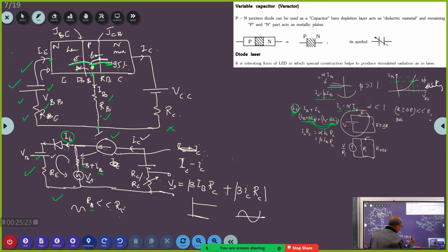Now, if I increase RC, what will happen? If I increase RC, this will also increase. No doubt. Capital IC will have one value, but if I increase RC, then beta IC RC will also increase. Capital IC will not change. Capital IC will not change, so correct. Yes, sorry.